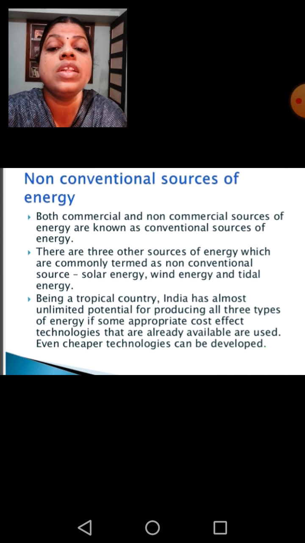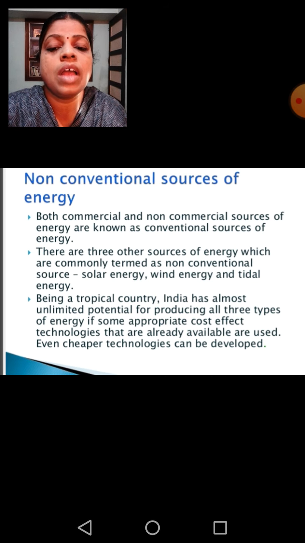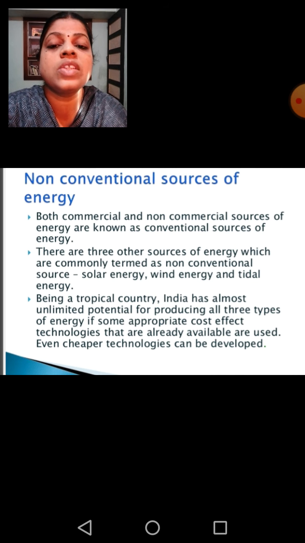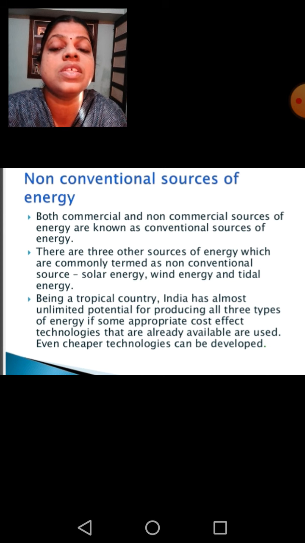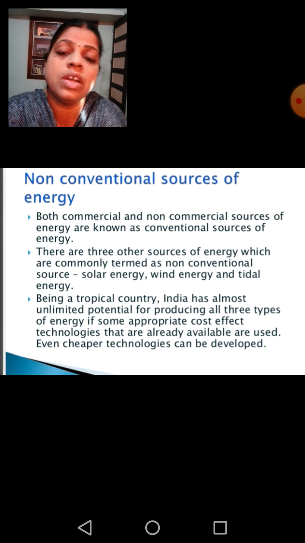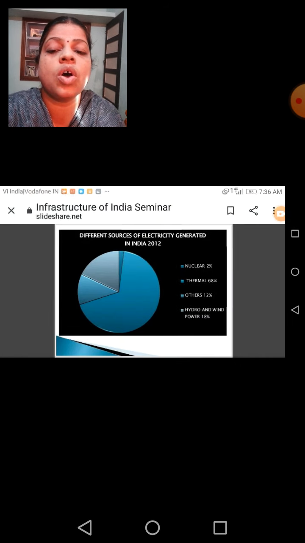So children, conventional sources of energy means both commercial and non-commercial sources of energy come under that. And the other three sources also. Solar energy, isn't it? The energy that we get from the sun. Wind energy, yes, the energy that we get from the wind. And tidal energy means the energy that we get from the tides or waves. Isn't it? So these are all the non-conventional sources of energy.